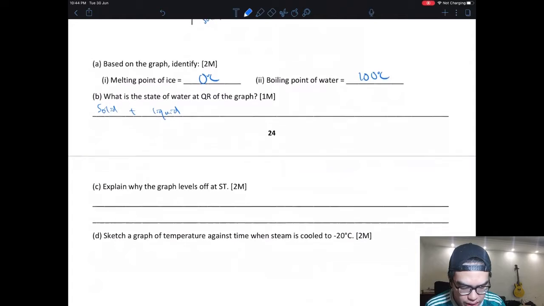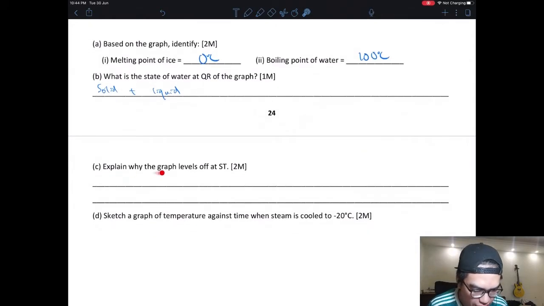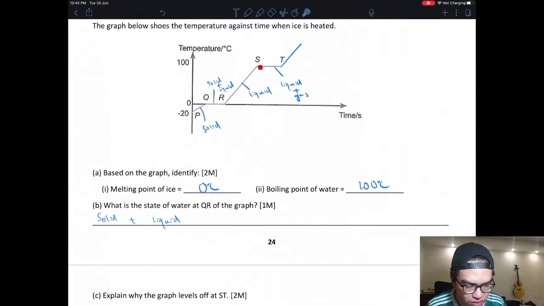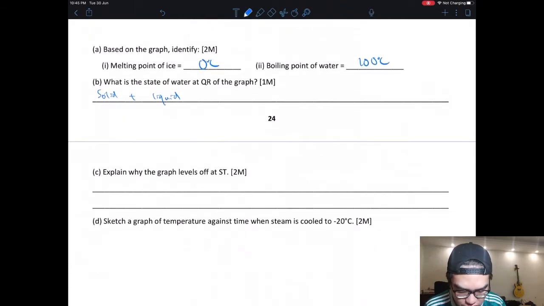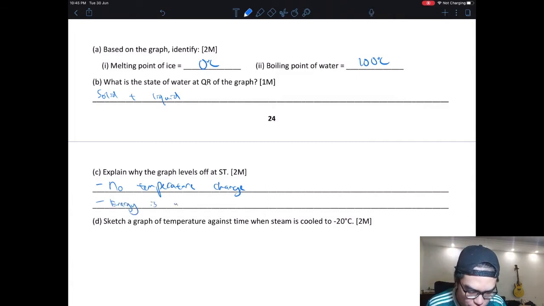C, explain why the graph levels off at ST. Why does it level off here? First you should tell me there is no temperature change. Why is it flat? Because there's no temperature change. Straightforward answer. Then you can tell me energy is used to overcome force of attraction. Write your own.